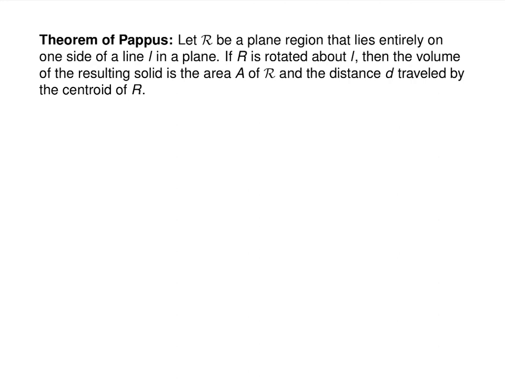So here it is. We have some region R bounded by 2 curves. Let's call them f of x. Let's call the second one g of x. And we'll say it's between some a and some b. And let's say we're going to spin this around the y-axis.